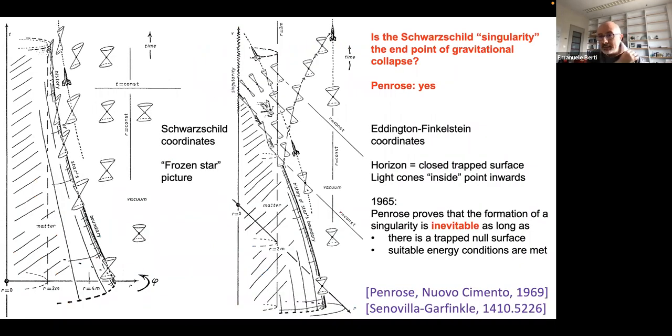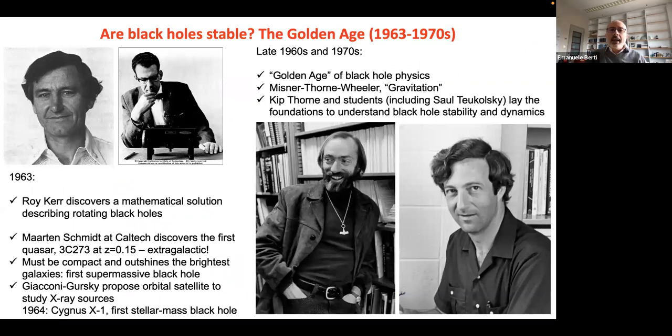So, like I said, the answer to the first question came from the Hawking-Penrose singularity theorems that established that the formation of a singularity is inevitable as long as there is a trapped null surface and suitable energy conditions are met. And the development of the theory of black hole perturbations happened mostly during the 1950s, 60s, and 70s.